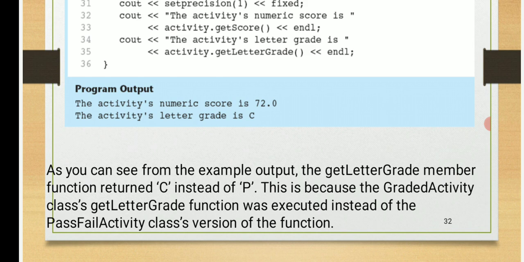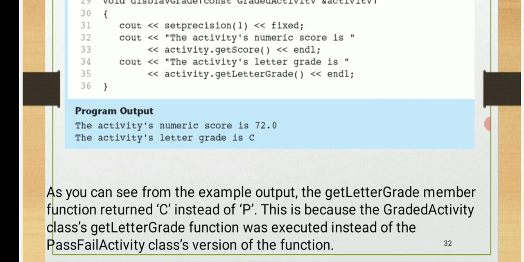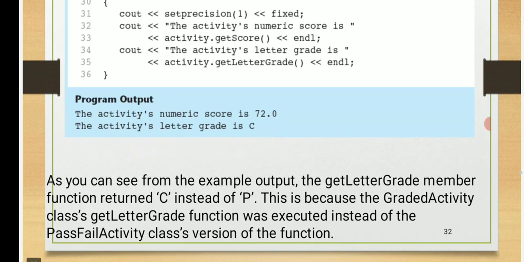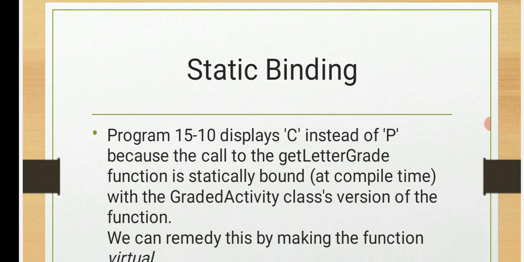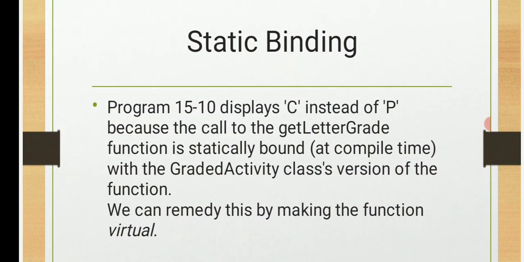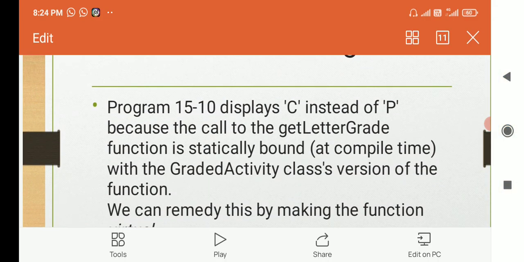In this example the get letter grade member function returns C instead of B. This is because the graded activity class's get letter grade function was executed instead of the pass fail activity class's version of the function, right? So this is a static function binding.